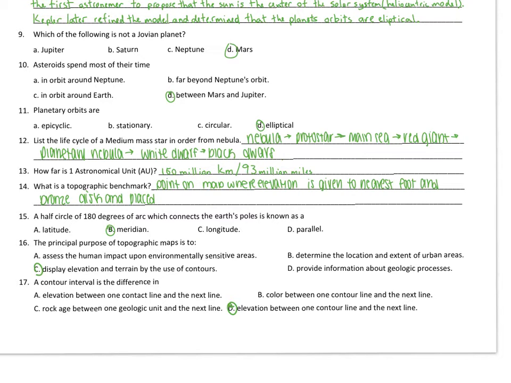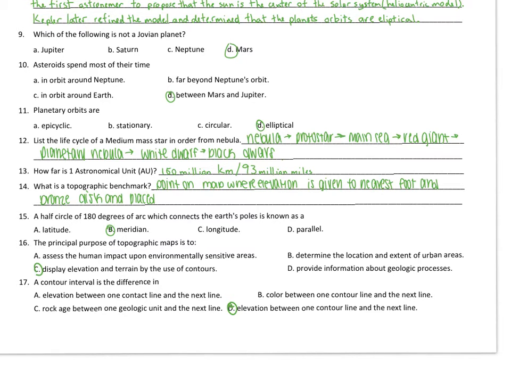Good. Half circle of 180 degrees of arc which connects the Earth's poles is known as a meridian, or the actual line is a meridian, but we're discussing longitude there, so meridian is the best answer. Good. Principal purpose of topographic maps is to display elevation and terrain by the use of contours, right? By the use of contours. You're showing Earth's 3-dimensional surface using a 2-dimensional map with the contour lines on there.